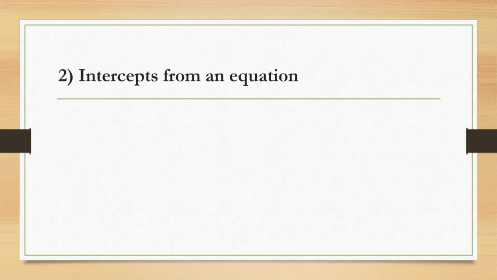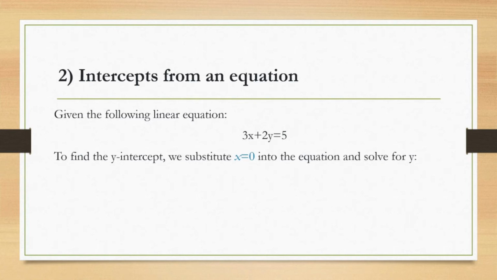Now we will learn how to find an intercept from an equation. Given the following linear equation, 3x plus 2y equal to 5. To find the y-intercept, we just need to substitute x equal to 0 into this equation, as we know that at the y-intercept, x is equal to 0. So we substitute x equal to 0, and then we get y equal to 5 over 2. So the y-intercept is (0, 5/2).